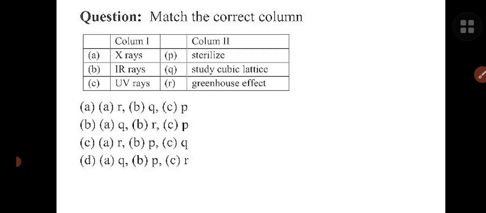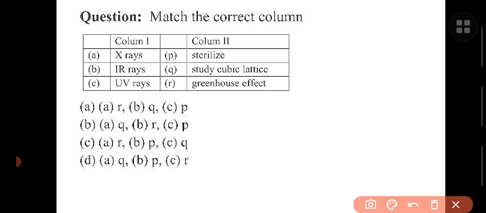Match the correct column. Column 1: X-rays, IR rays, UV rays. Column 2: sterilize, study cubic lattice, greenhouse effect. For example, we know for sure UV rays are used to sterilize. But we don't know the match for the X-rays and the IR rays.